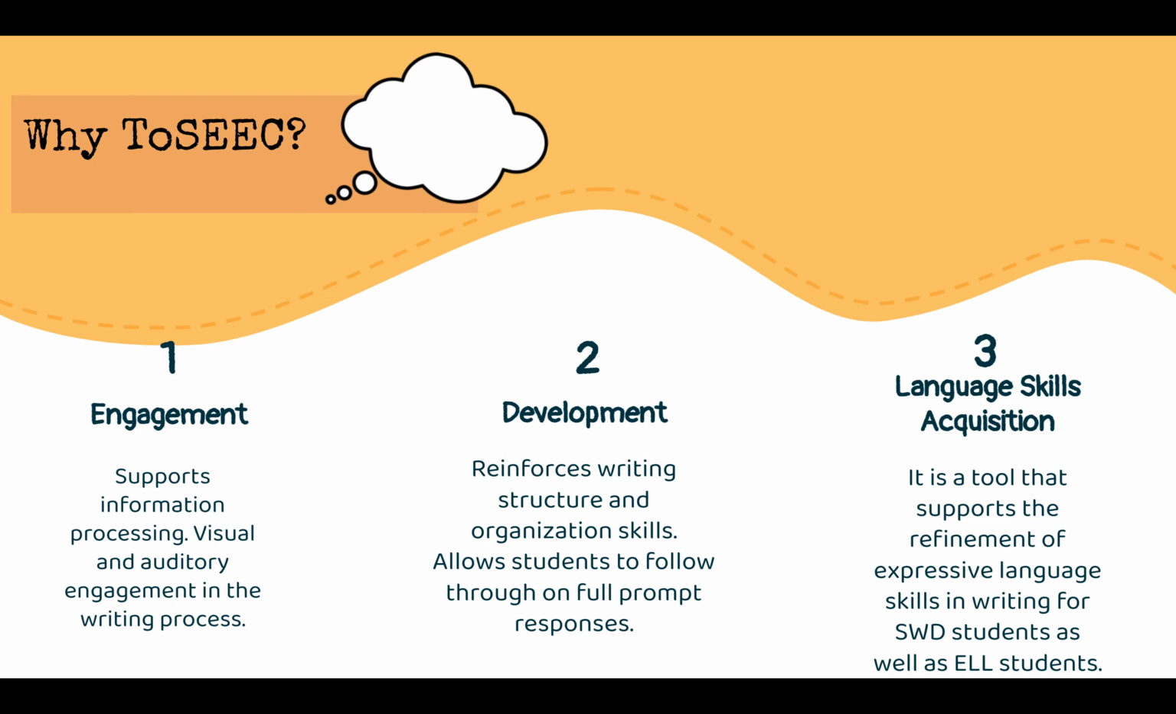So why the ToSEEC strategy? This strategy supports information processing. It visually and auditorily engages students in the writing process. It reinforces writing structure and organizational skills. It allows students to follow through on full prompt responses. And as it pertains to language skills acquisition, it is a tool that supports the refinement of expressive language skills in writing for both SWD and ELL students.